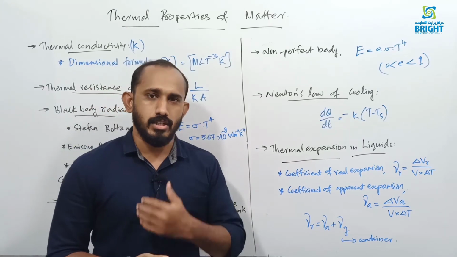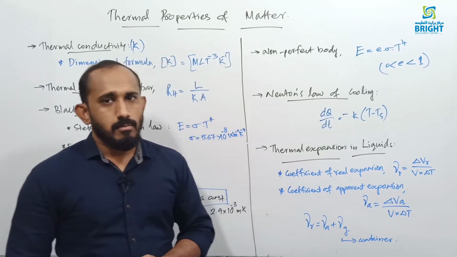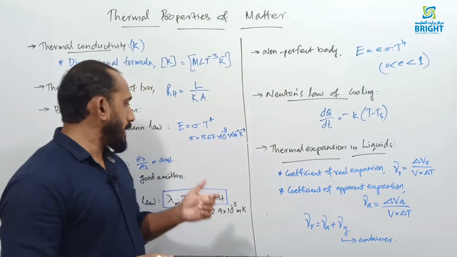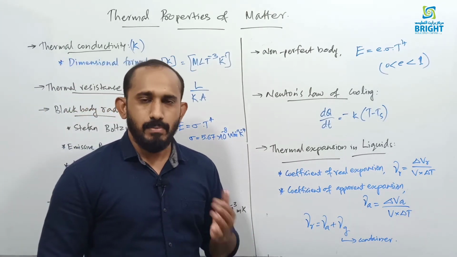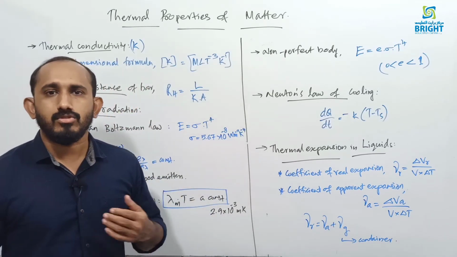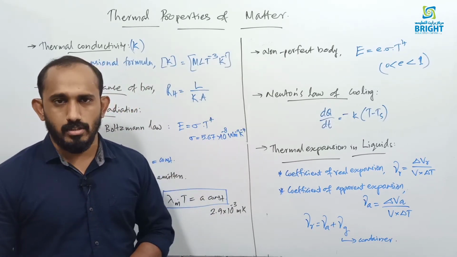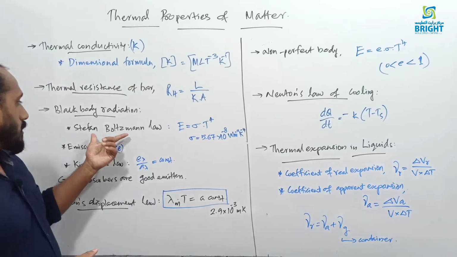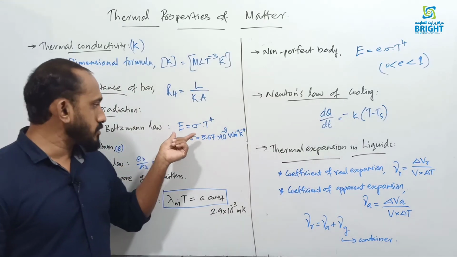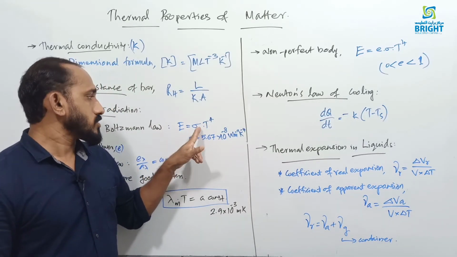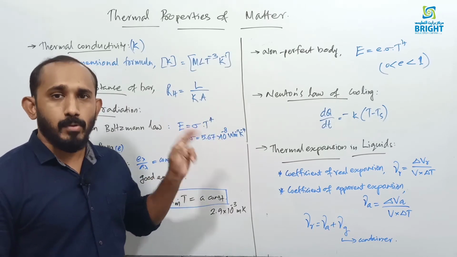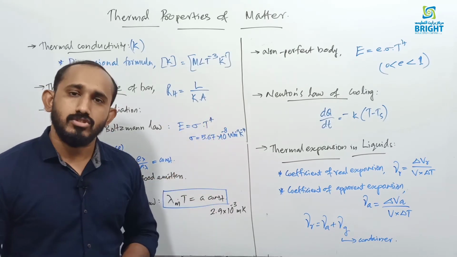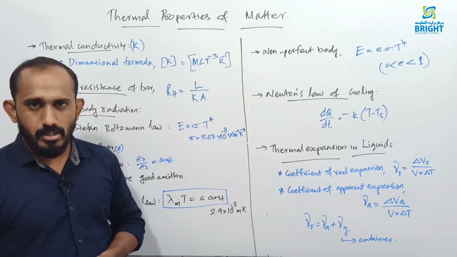Now in radiation, we have black body radiation mainly. In radiation, we have some laws: how much energy is radiated per second or per area. This all depends upon the temperature of the surface also. One of the important laws is the Stefan-Boltzmann law. The energy radiated E is equal to sigma T power 4, or the energy radiated per unit area is proportional to the fourth power of the absolute temperature of the body, T.